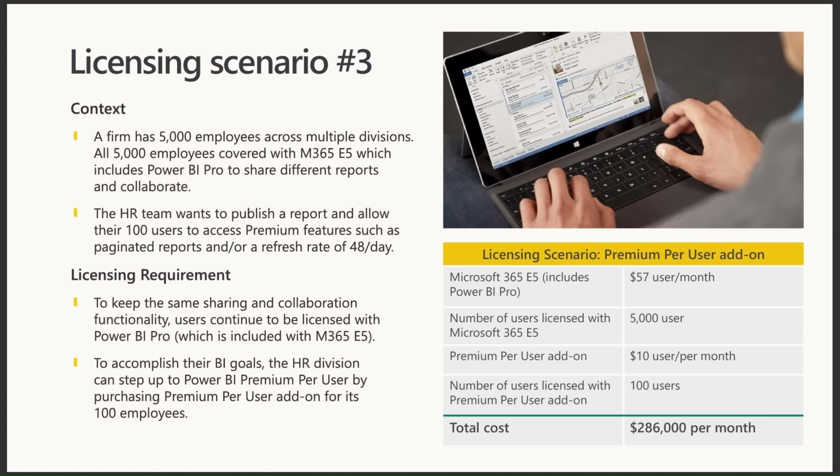And if your business already uses Microsoft 365 E5, which includes Power BI Pro, but only one department like HR needs premium features, just buy the add-on for those 100 users. You'll get advanced analytics while paying for all 5,000 employees. It's just smart and more scalable.